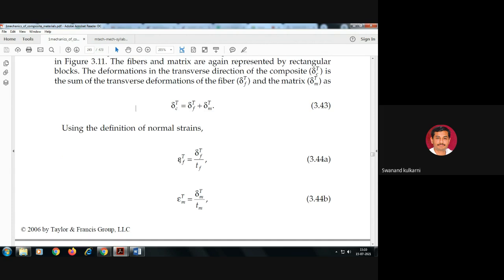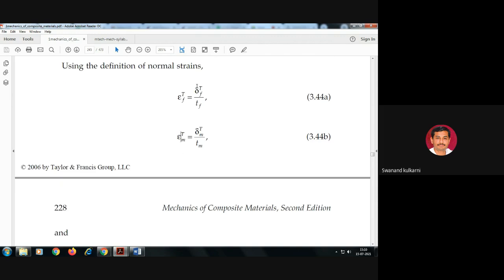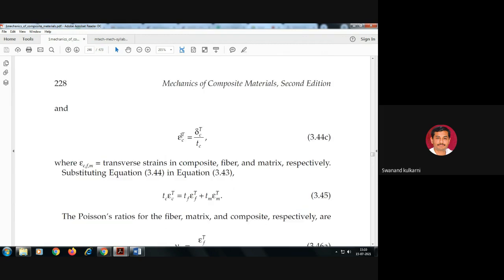Then TF is the thickness; whatever deformation has happened is given by delta, and T is the thickness here. Likewise, this is the deformation for the matrix. So the deformation for fiber, the deformation for matrix, and this is the strain for fiber and strain for matrix in the transverse direction. That we can understand here. Similarly, the strain in the case of the composite material.